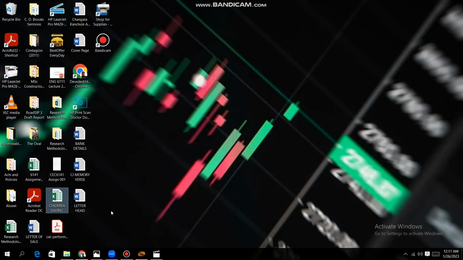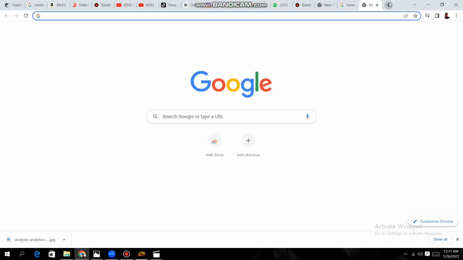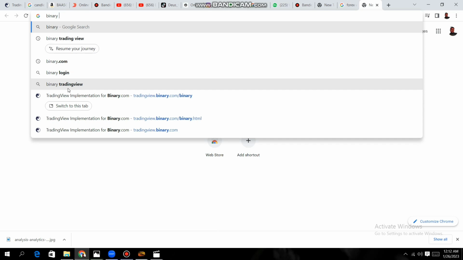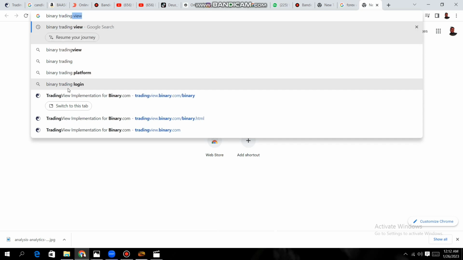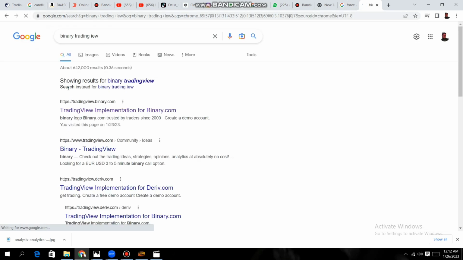Now, on how you can find synthetic indices on TradingView. You simply go to Google, the Google home page or any browser of your choice, and search for binary trading. These are the results. It will bring you TradingView implementations for binary.com. That's the one you go to.